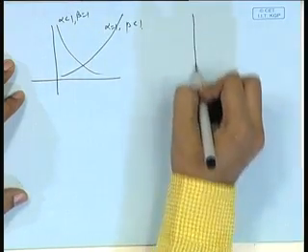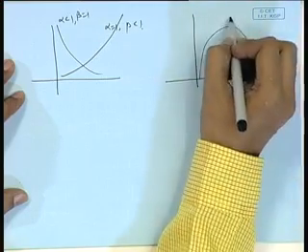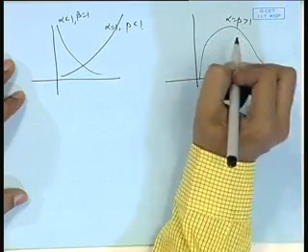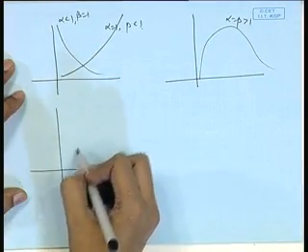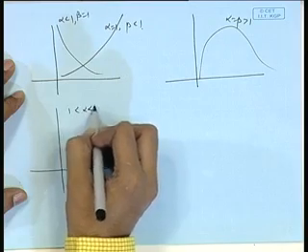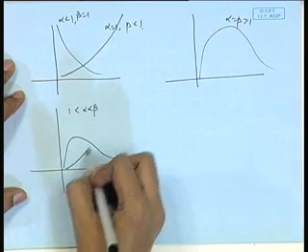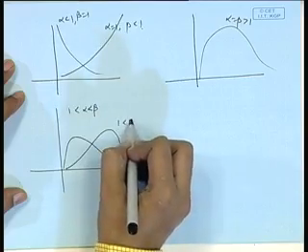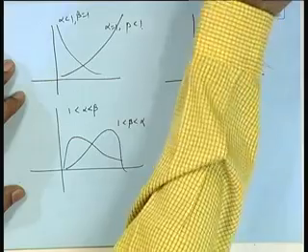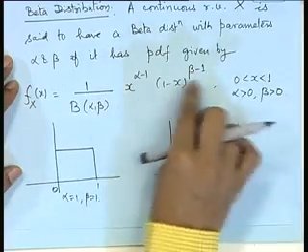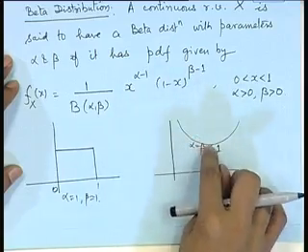If we take alpha equal to beta but greater than 1, then the shape will become something like this. If we have 1 less than alpha less than beta, then the shape will be something like this. The shape will be something like this if we take 1 less than beta less than alpha. So here you can see that since two parameters alpha and beta are there, depending upon the values of alpha and beta, various kinds of shapes are coming.